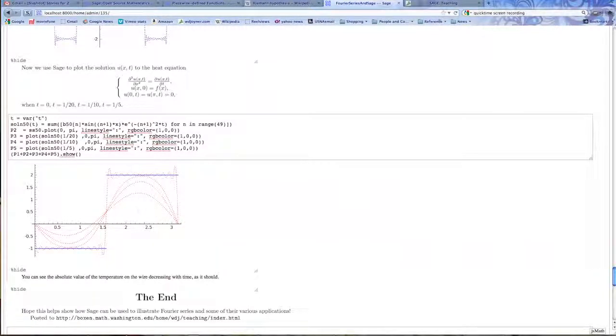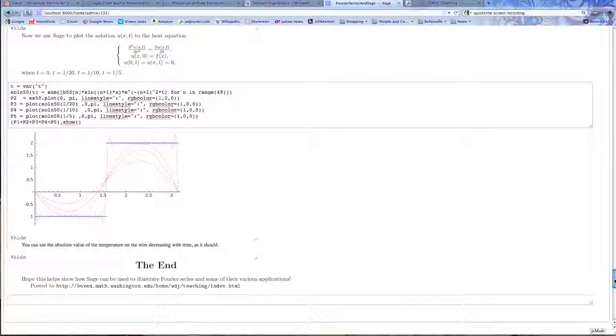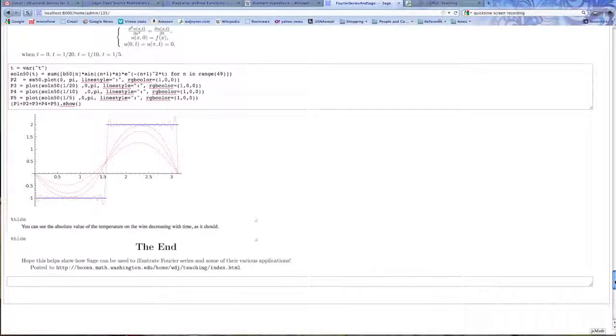As you know, because of Fourier's formula, this temperature is decreasing exponentially rapidly. You can see it in the graph, and it also makes intuitive sense, it'll cool off. All right, so that's the end. Those are a few ways you can use SAGE to illustrate the use of Fourier series.